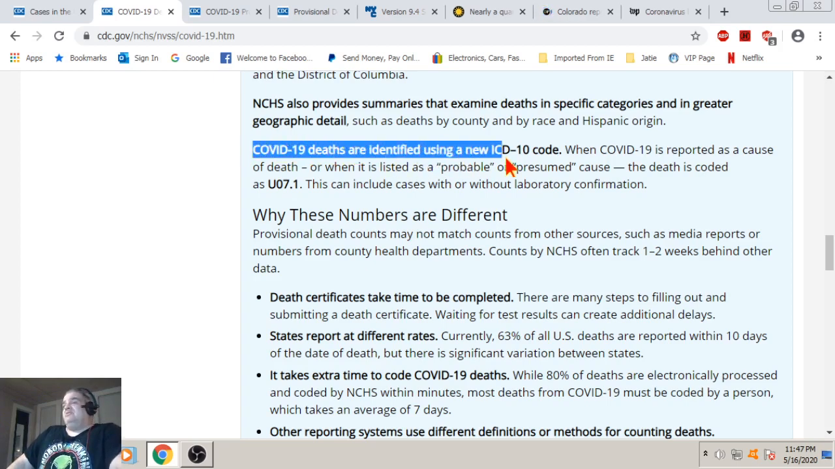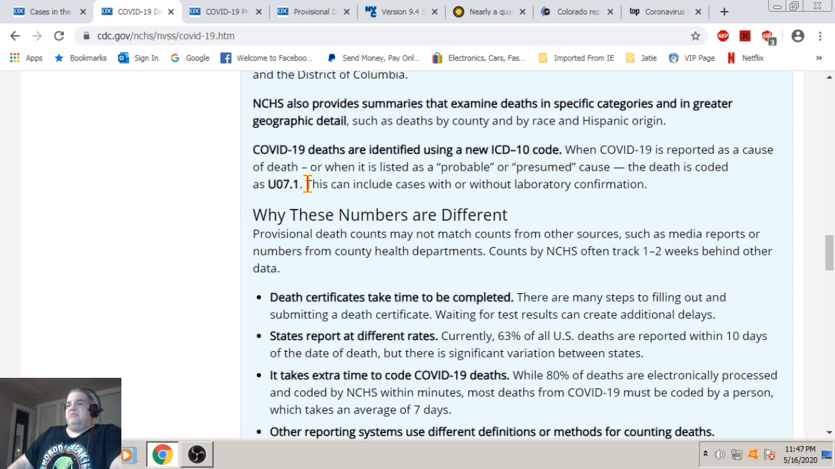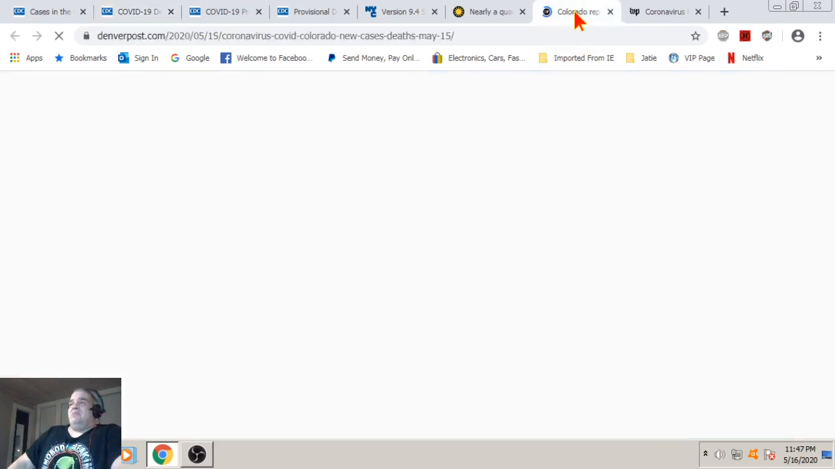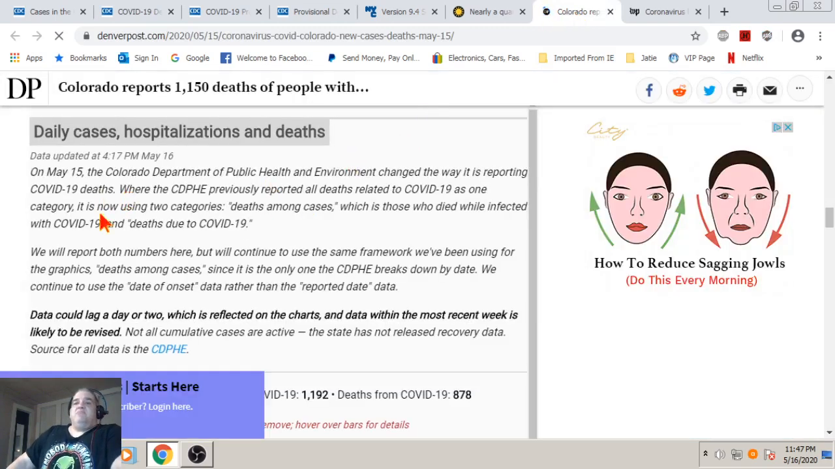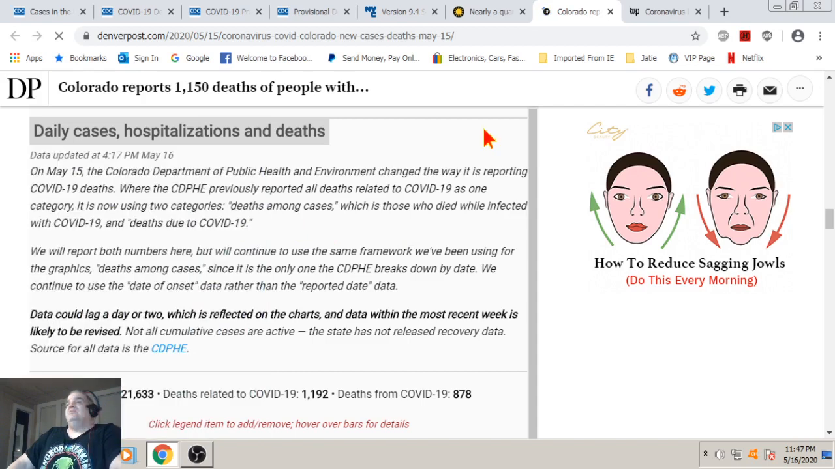Basically, this is what it is. COVID deaths are identified using the code, which I explained in my last video. But what it's getting down to, and I'm going to read here, is any deaths they're identifying. This can include cases with or without laboratory confirmation. Well, ever since the Colorado incident where the deaths were not being reported properly because they were counting people that were not even listed as having COVID, well, CDC is now back in a little bind.